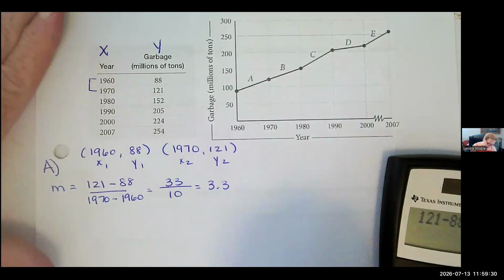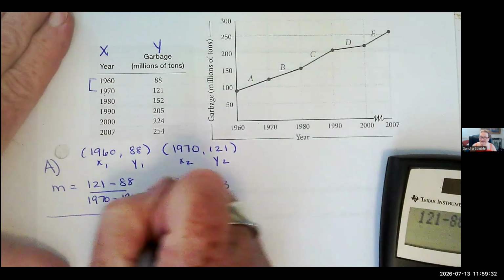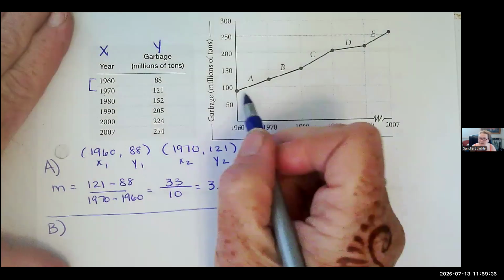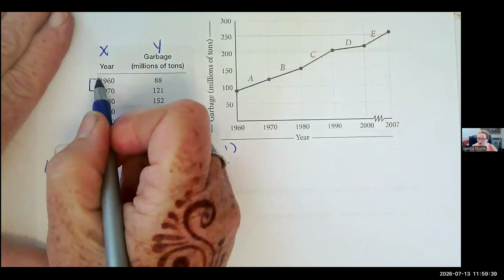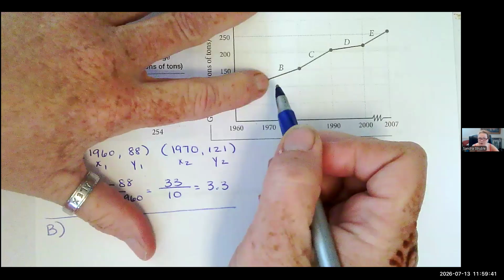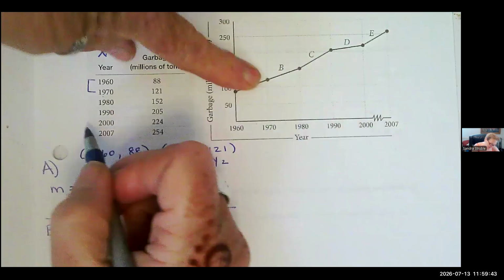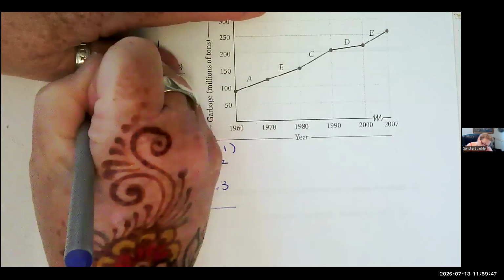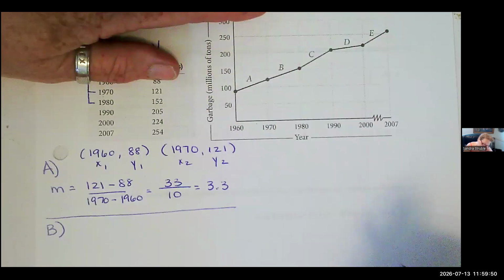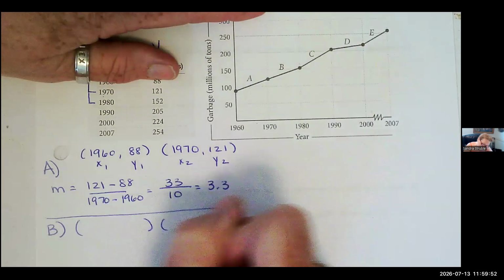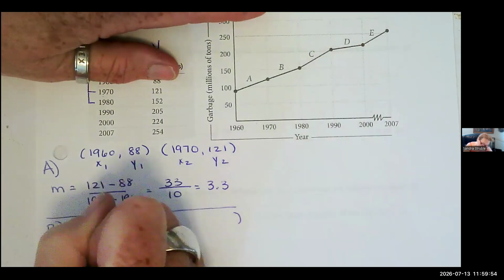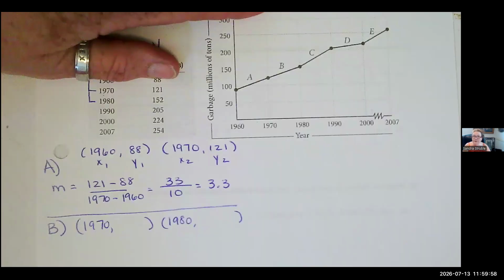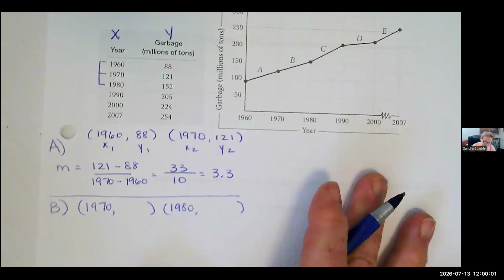So I want you to find B and then come back to see how you did. Now you can't use 1960 because that's not where B starts. B starts in 1970, so you're going to have to use 1970 to 1980. Do those points, 1970, how many tons of garbage, and 1980, how many tons of garbage, and then find the slope for that. Pause the video, go do that, and then come back to see how you did.